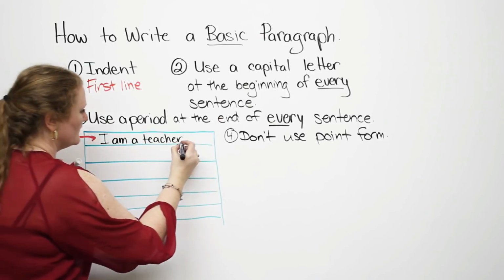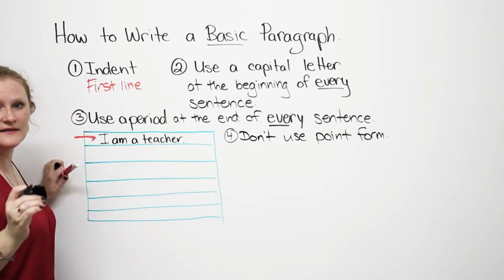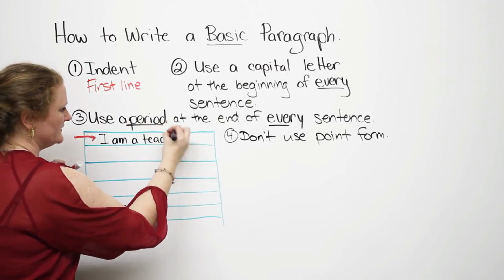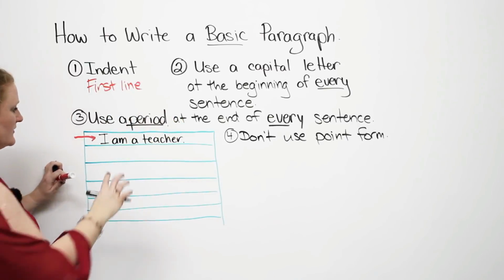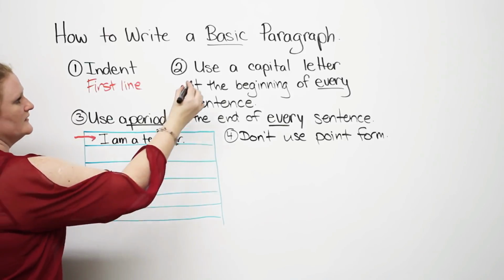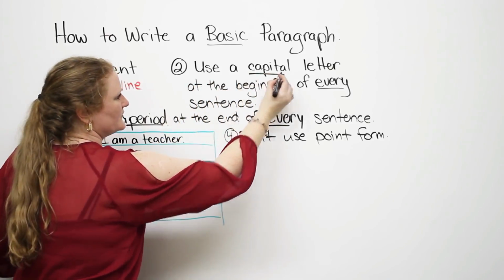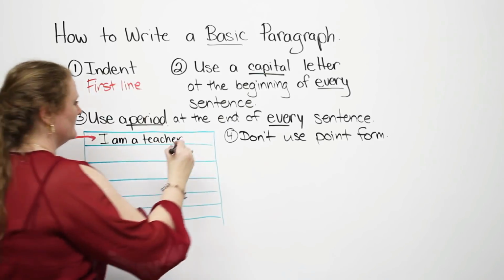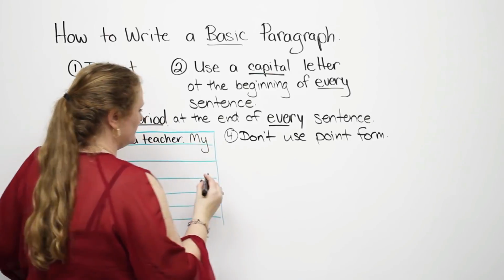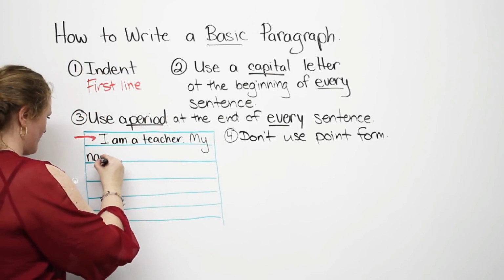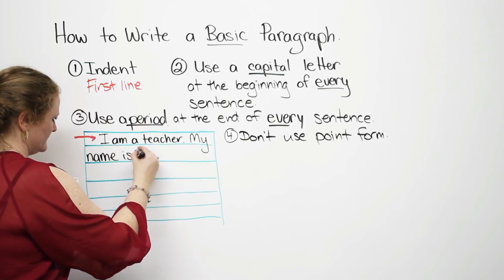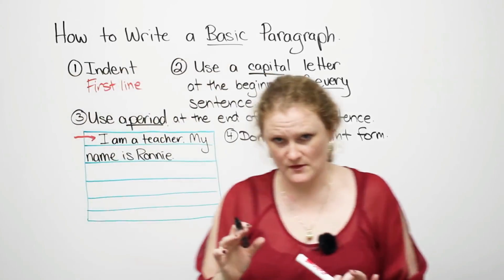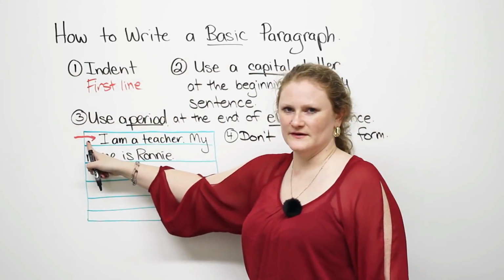So, rule number 3. At the end of my sentence, I must use a period. A period is a dot, if you'd like. So, I am a teacher. So, what I'm going to do is my next sentence, I'm going to begin it with a capital letter. My. So, I want to say my name. My name is Ronnie.